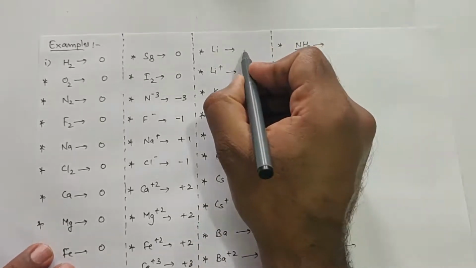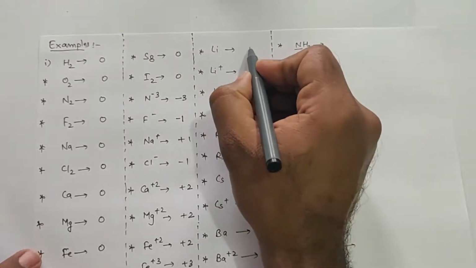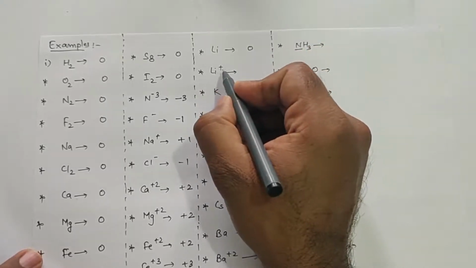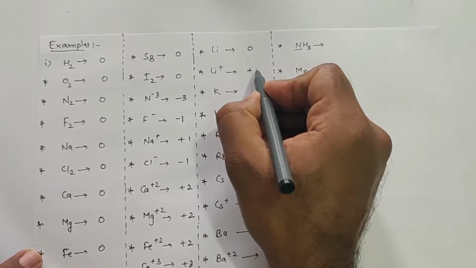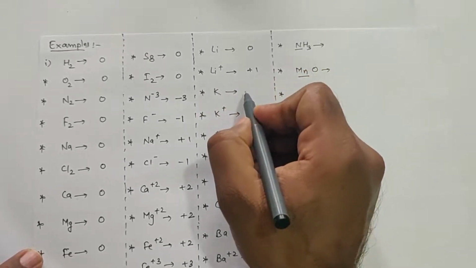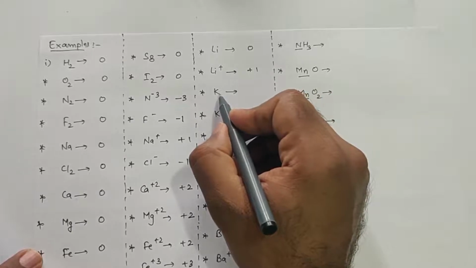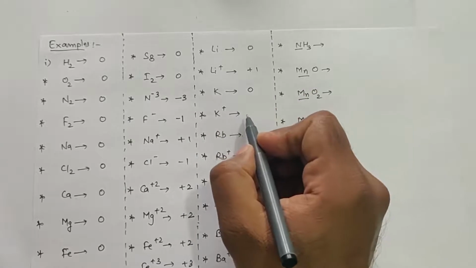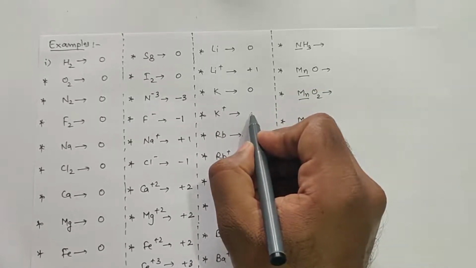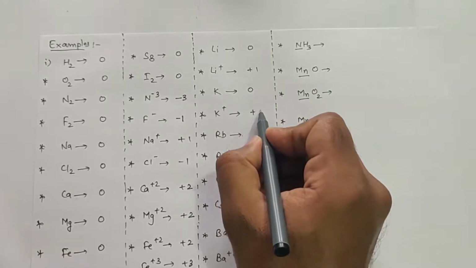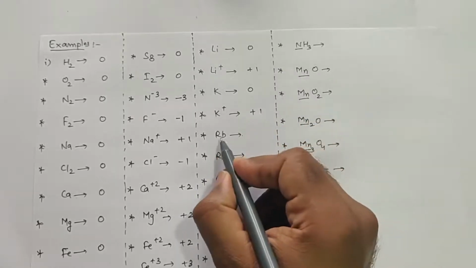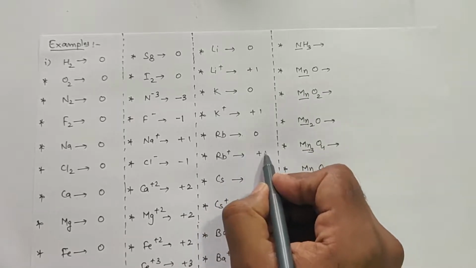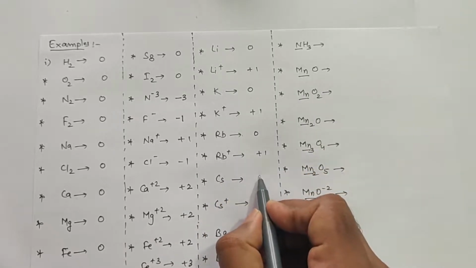When lithium is present in its free state, its oxidation number will be equal to 0. But when lithium is present in its ionic form, its oxidation number will be +1. Same with the case of potassium. When potassium is present in its free state, oxidation number 0. But when it is present in ionic form, its oxidation number will be equal to +1. Rubidium is present in its free state, oxidation number 0. Present in ionic form, oxidation number +1. Cesium present in free state 0.